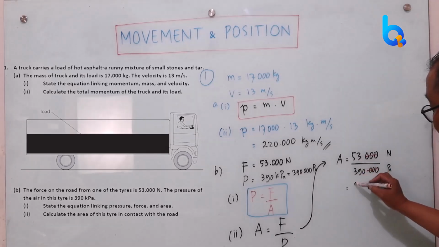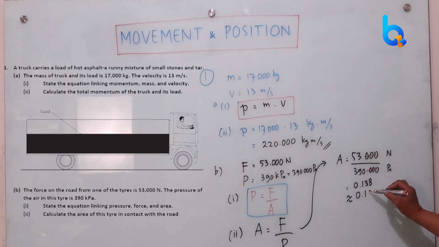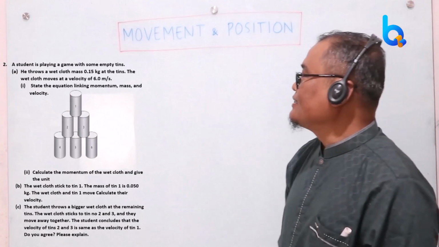0.53 divided by 0.38. Yeah? So rounded, it becomes 0.14 meter. Okay, next we do number 2.